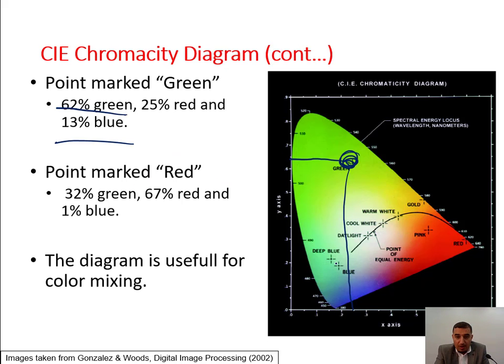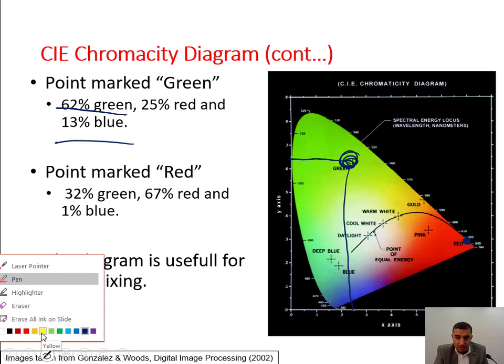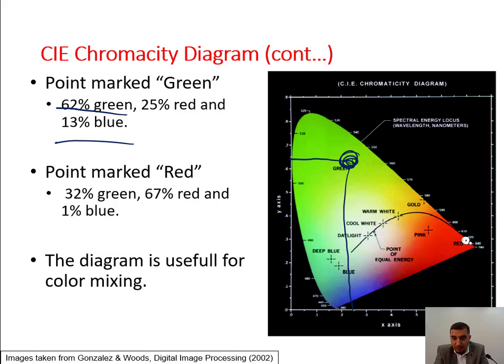Again, the point marked red over here is obtained by getting 32% green, 76% red, and 1% blue.